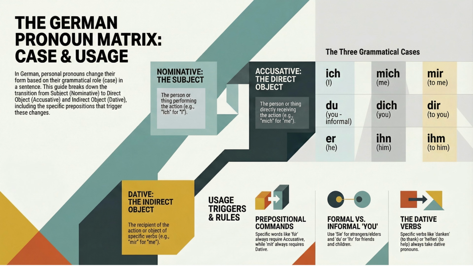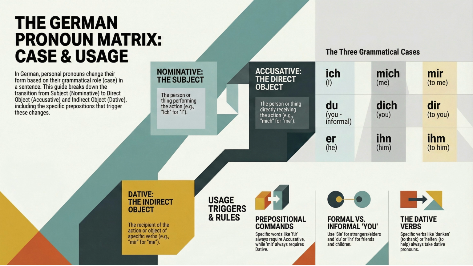German pronouns are not fixed. They change their form according to their grammatical role or case. This is called the German pronoun matrix. There are three main cases. Nominative. This is the subject case. It answers who or what is doing the action. Examples: ich, du, er, sie, es, wir, ihr, sie.